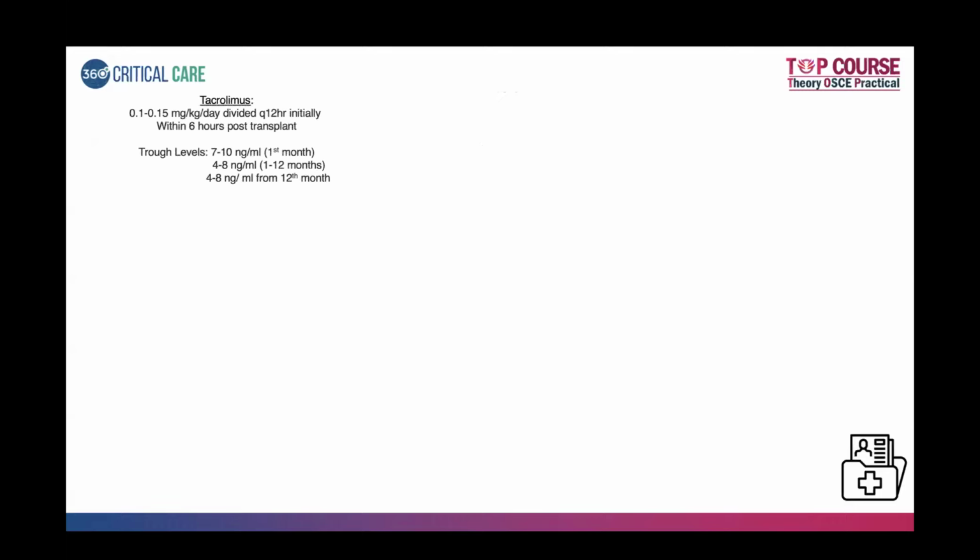So the two important CNIs that you know are TAC and cyclosporin. For TAC, the important thing is, like previously Madam had told, the maintenance dosing is the concern. The loading dose is quite straightforward, 0.1 to 0.15 milligram per kg per day divided 12th hourly, and it is given in the initial 6 hours post-transplant. So they say that you have to go with the maintenance dose based on the trough levels.